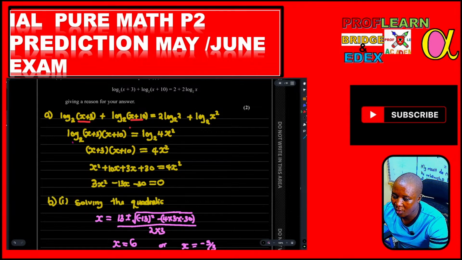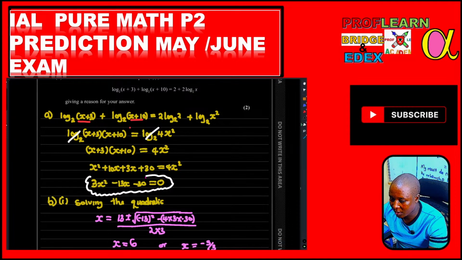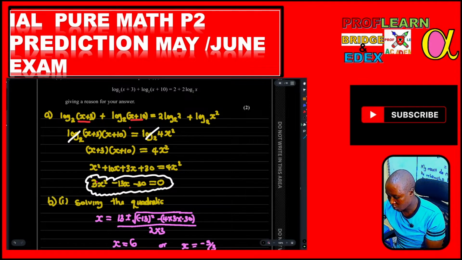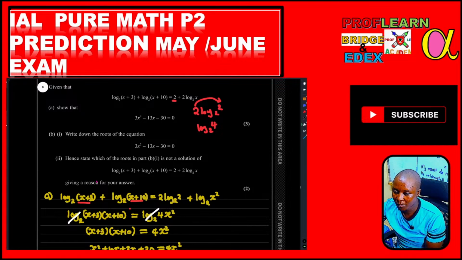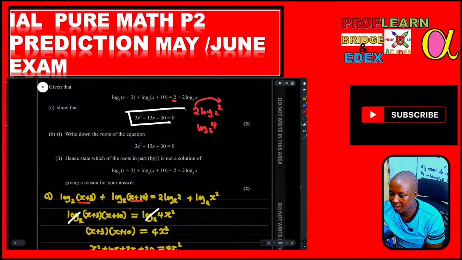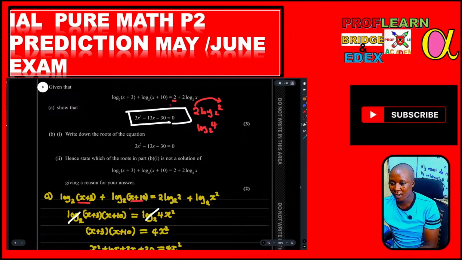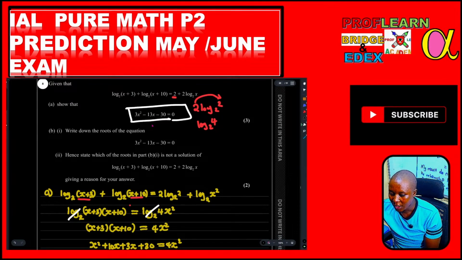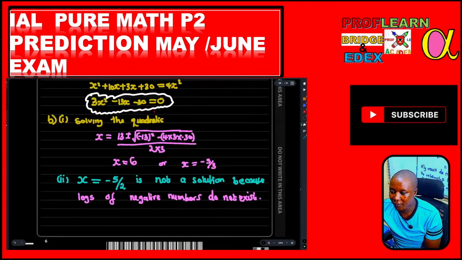Then we can now do away with the logs, so that you remain with this expression, which you can expand, and our final answer reduces to what we were told to show. Basically, if you look at the question, it says show that this log equation can be expressed in that manner. So we have shown that.